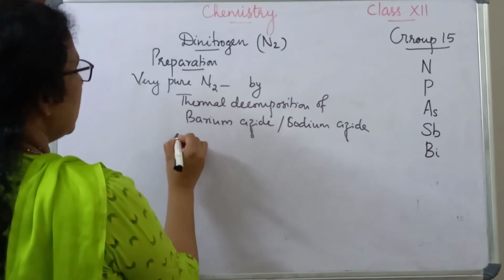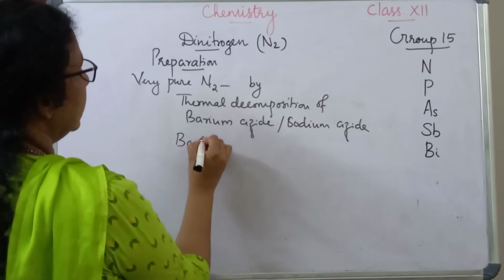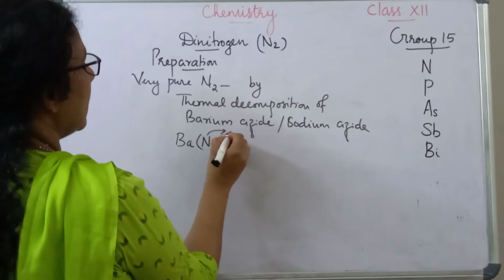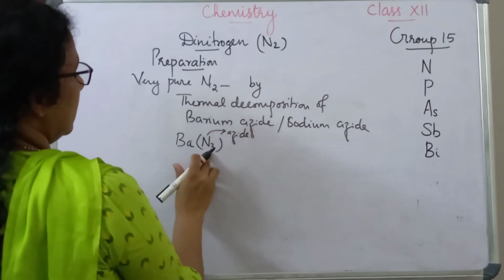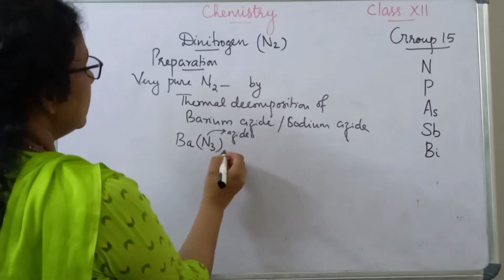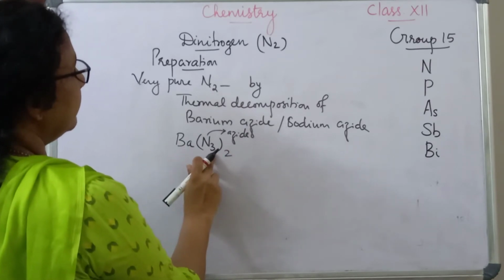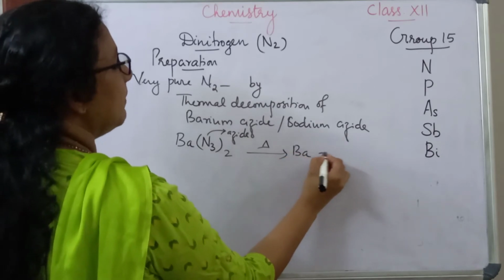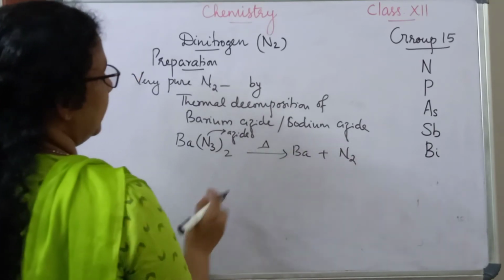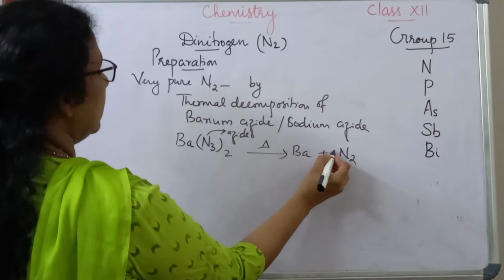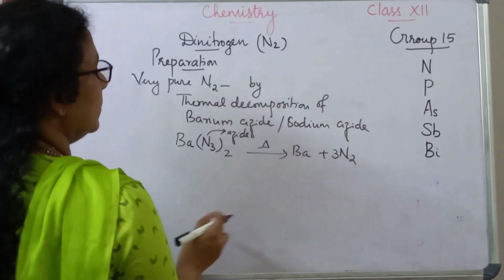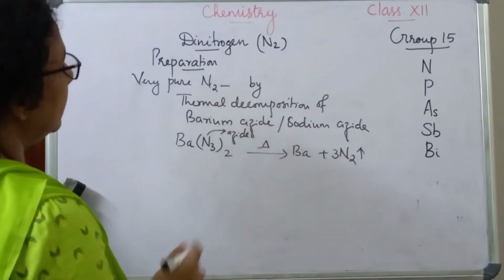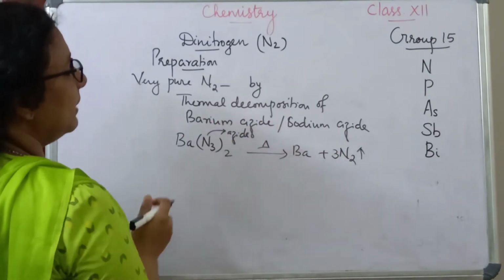So what is barium azide? Barium azide has N3, so N3 is azide. The valency of barium is 2, so it will be Ba(N3)2. On thermal decomposition we will get barium and nitrogen. So we need to balance this equation. So it will be 3N2. So nitrogen can be prepared by using thermal decomposition of barium azide.